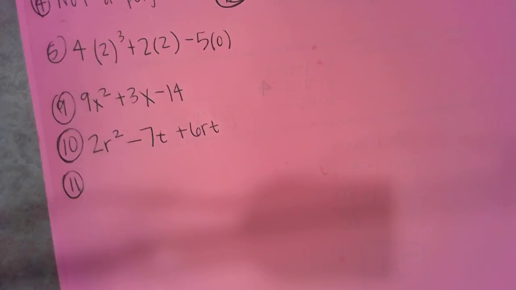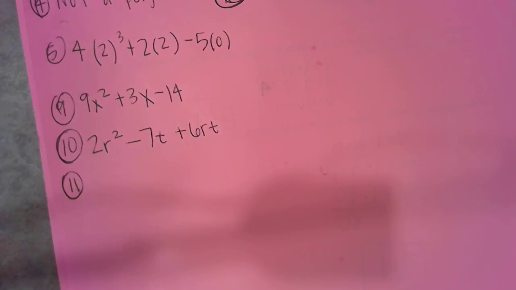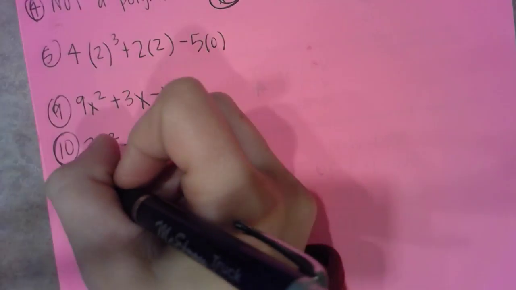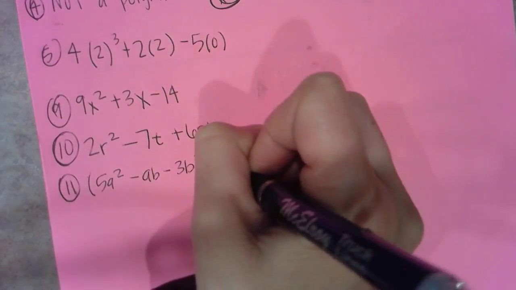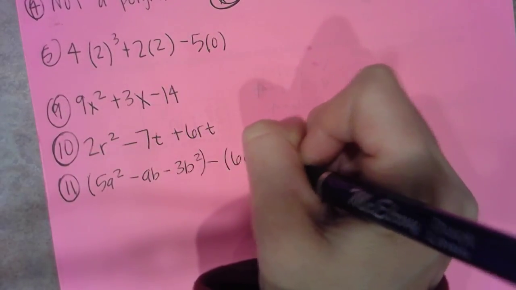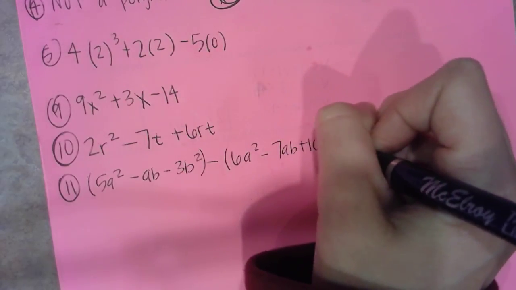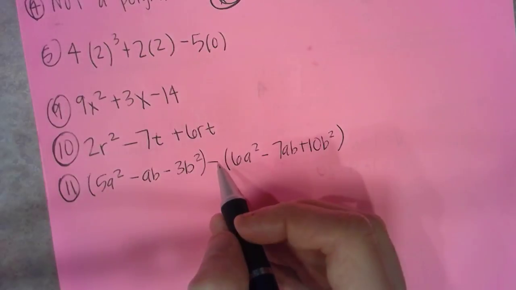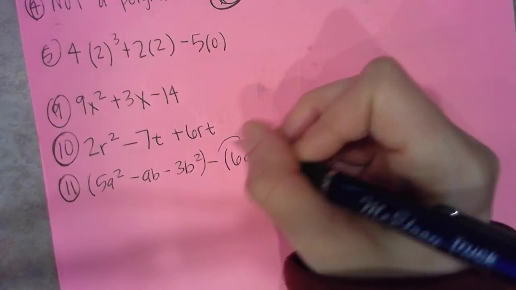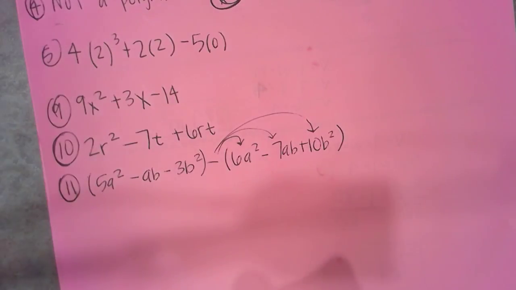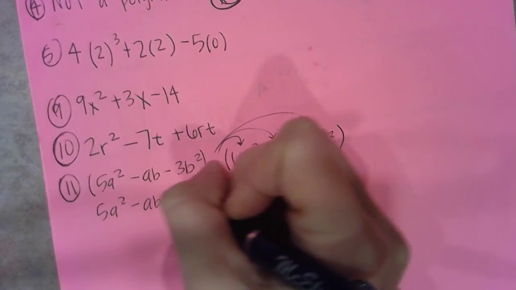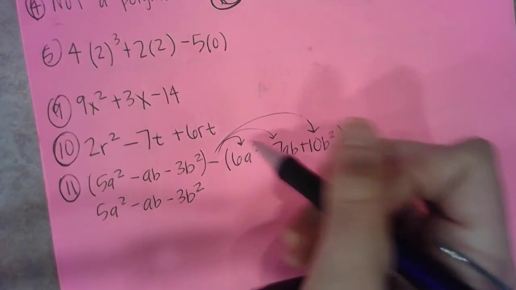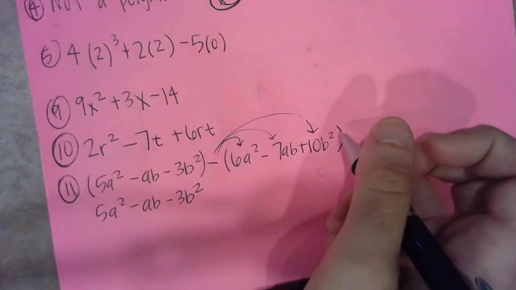Number 11 is subtraction. You need to watch this. What I'm going to do is rewrite it. I'll just go ahead and write the problem: 5a squared minus ab minus 3b squared minus parentheses 6a squared minus 7ab plus 10b squared. If you have this subtraction, you're basically going to distribute a negative 1 to everything that's behind it. The first one stays the same, and you're going to distribute this negative. So basically all the signs change in your second polynomial.